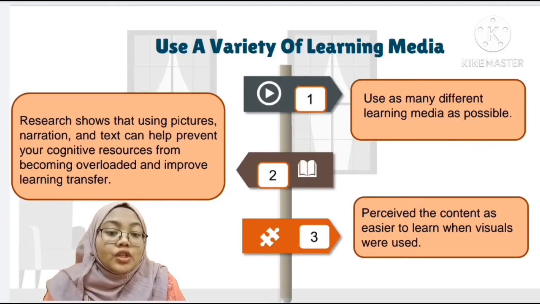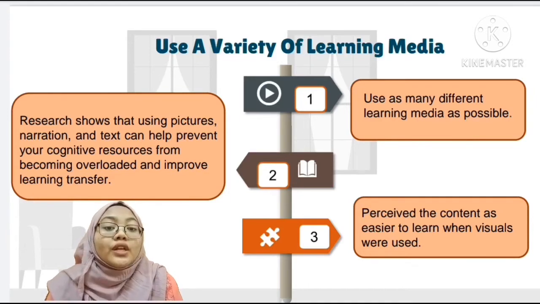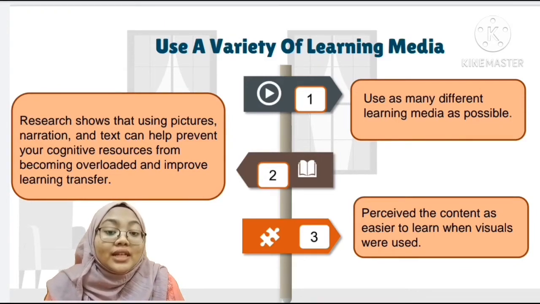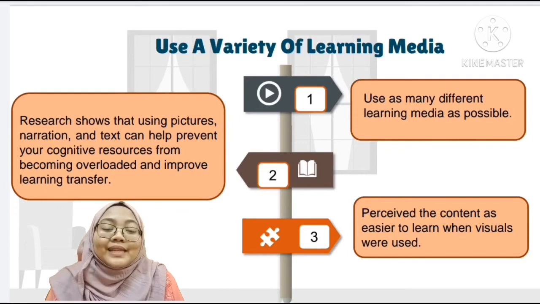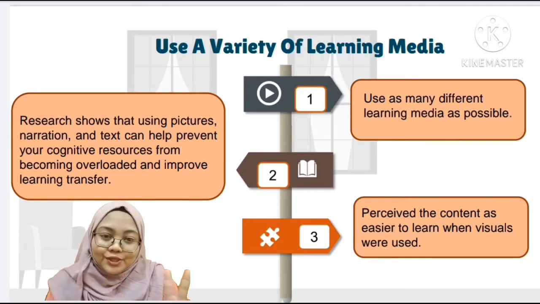Students can also perceive the content as easier to learn when visuals are used, because they can directly relate the situation that they see with their daily life. So it is easier for them to remember the point. Okay, let's proceed to point number 2.